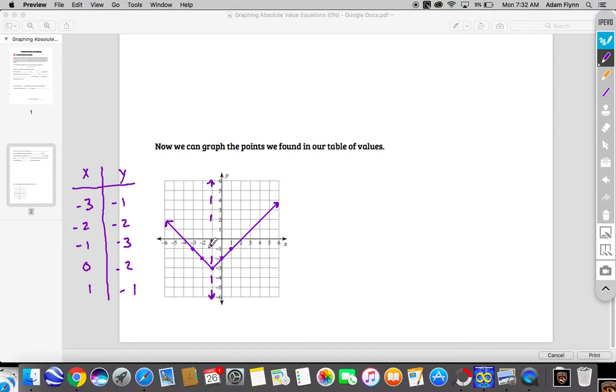Okay, so really all you have to do if you are finding the vertex and you are picking x coordinates that have equal distance away from that vertex, you can just take these points and just mirror them right over. Okay, that only works though if you find the vertex first. Okay, at this point I would move on to the example video for graphing absolute value equations.